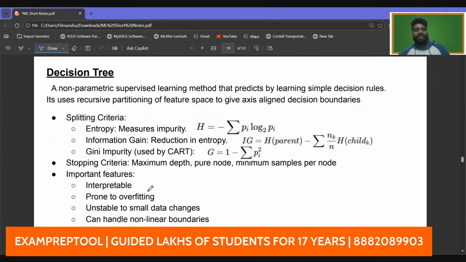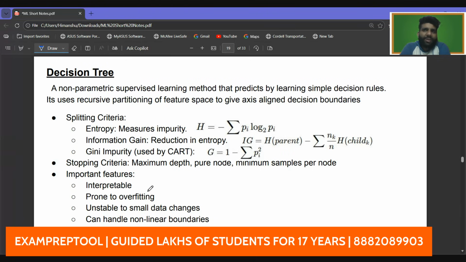The next is decision trees. So it's a non-parametric supervised learning method that predicts by learning simple decision rules. It uses recursive partitioning of feature space to give axis-aligned decision boundaries. Very good. So like KNN, decision trees also assume nothing about your data. What does your data look like? They have no assumption. That's why it's non-parametric.